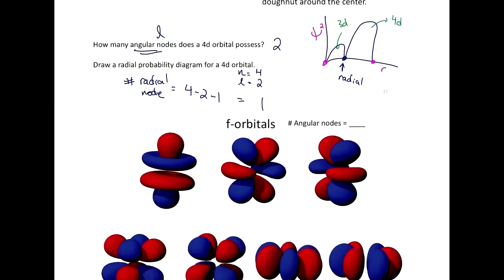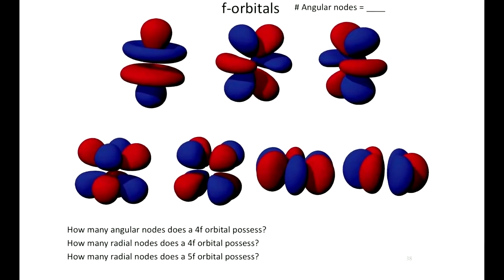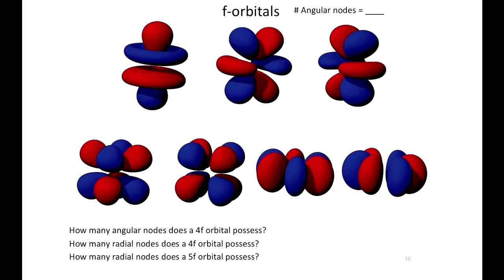What comes next? F. Okay, so here you see there are 7 different F orientations, right? We could calculate that too, because in F, angular nodes is 3, right? That's our L value. So if we wanted to get the possible values of M sub L, they would be -3, -2, -1, 0, +1, +2, +3. So how many orientations did I draw? 7. So how many orientations are shown here? 7. Yeah, so there's 7 different ones.